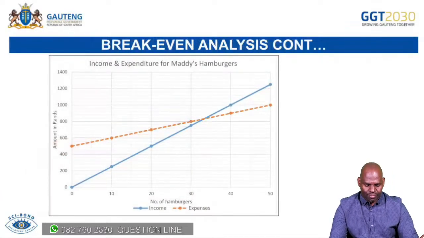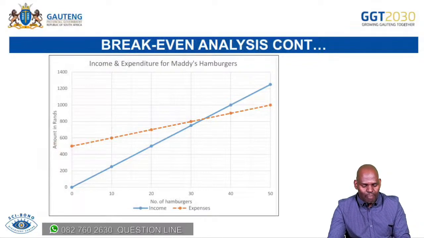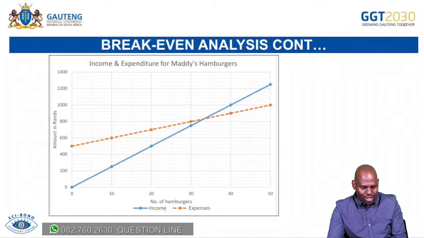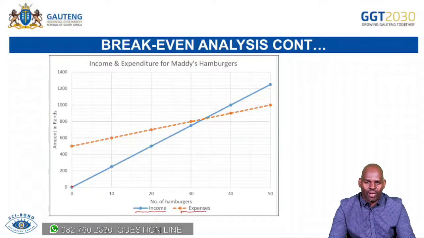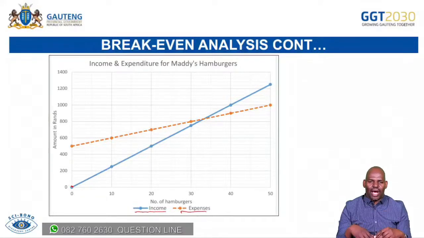Okay, then this is another example of a break-even analysis. If you look at the two graphs that are indicated here, it's income and expenditure for Mary's hamburgers. It's clearly indicated which graph is for the income and which one is for the expenses. The graph of the income is the blue one. If the number of items is 0, then your income will be 0, because you get an income from selling items. If you don't sell anything, you are not going to get any income.